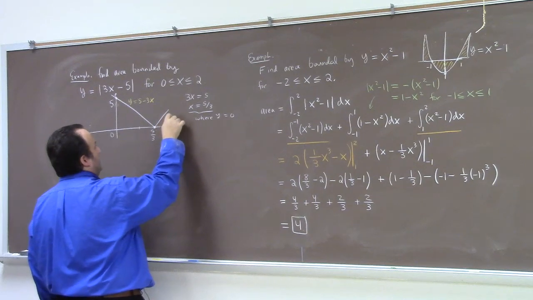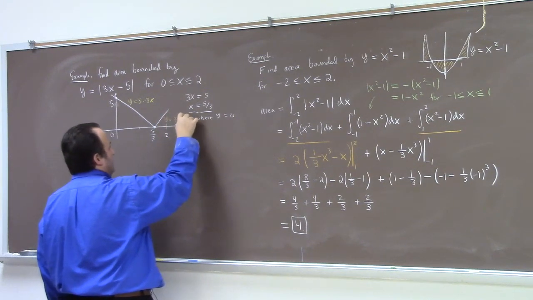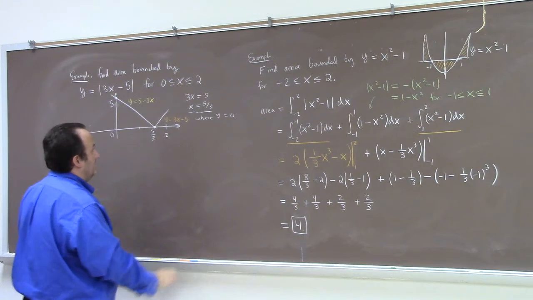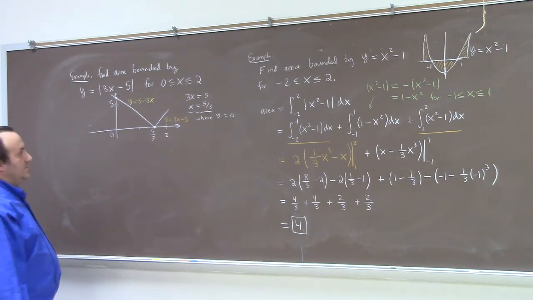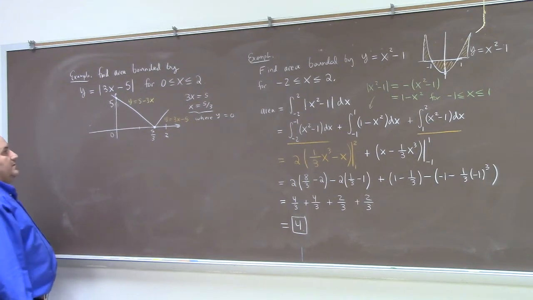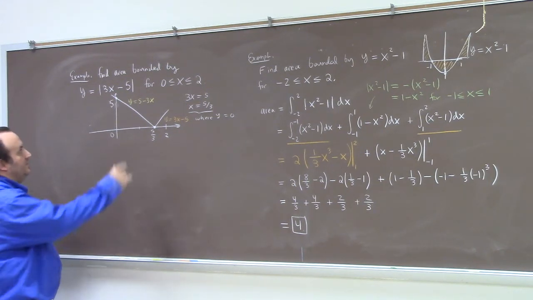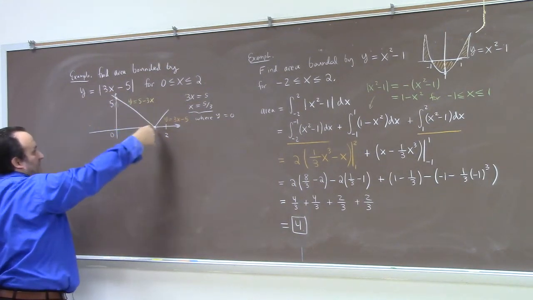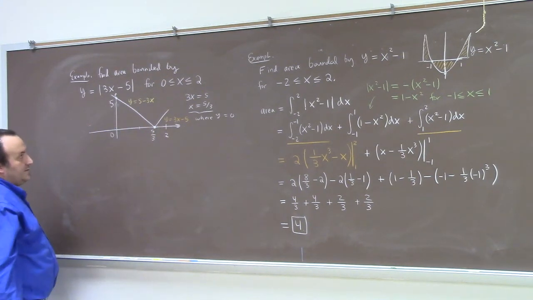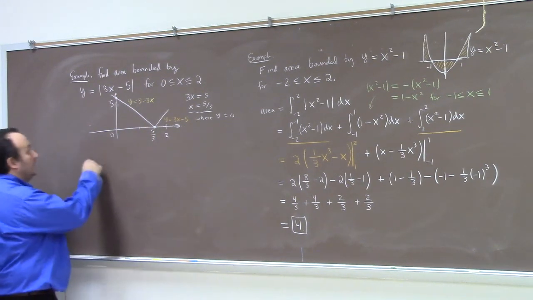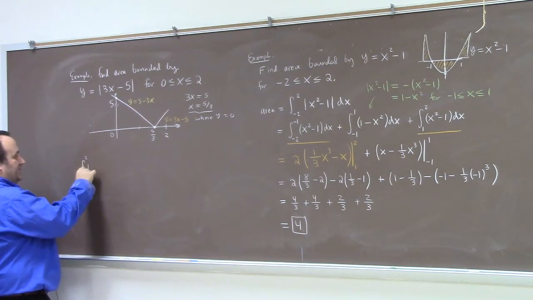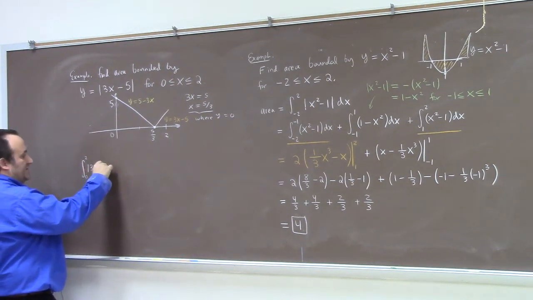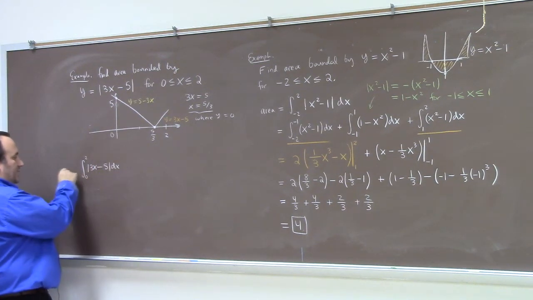y equals 3x minus 5. Because the absolute value puts a minus in when 3x minus 5 is negative, which happens over here. So anyway, the integral from 0 to 2 of the absolute value of 3x minus 5, that's going to give us the area that we want, right?